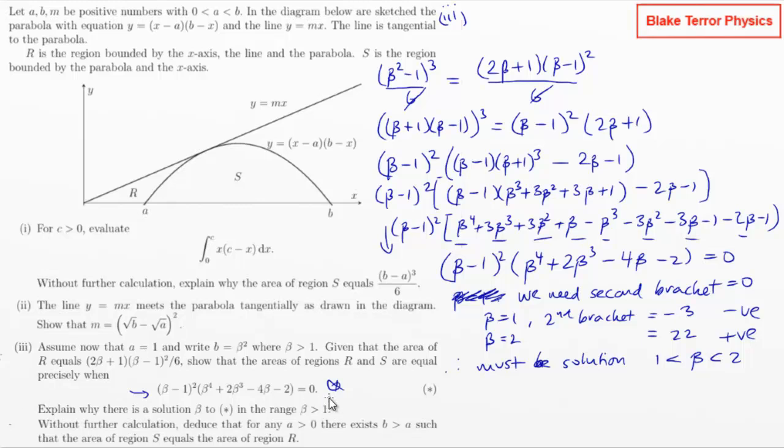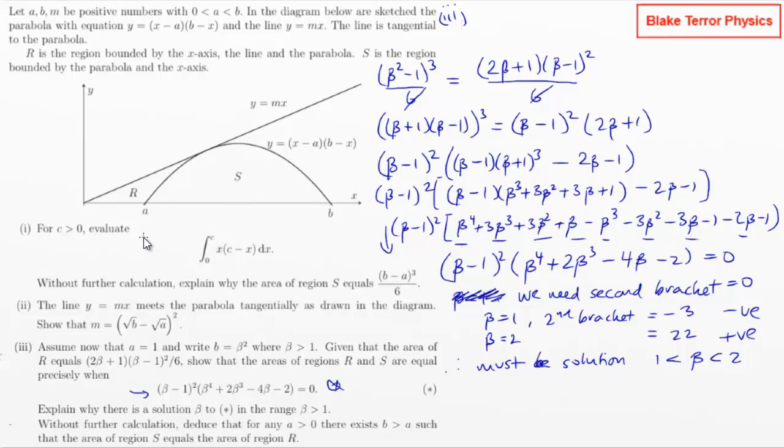Okay, without further calculation, deduce that for any a greater than 0, there exists b greater than a such that the area of region S equals the area of region R. Right, so any a greater than 0. So what have we done so far? Look at what we've done so far.